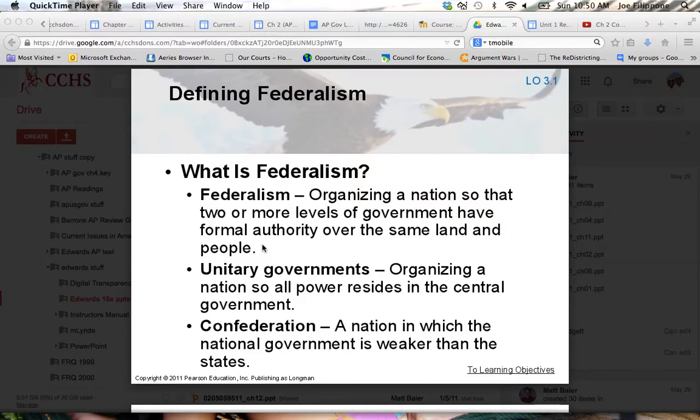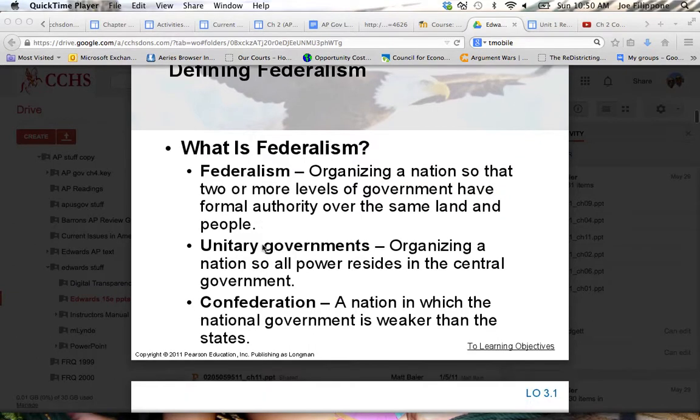It's a system of government. There's actually three systems of government in our world today that we can categorize. Federalism is organizing a nation that has two or more levels of power, so two governments share power. In our country, the United States, we have a national government and state governments, and they share power. There are levels of authority there.